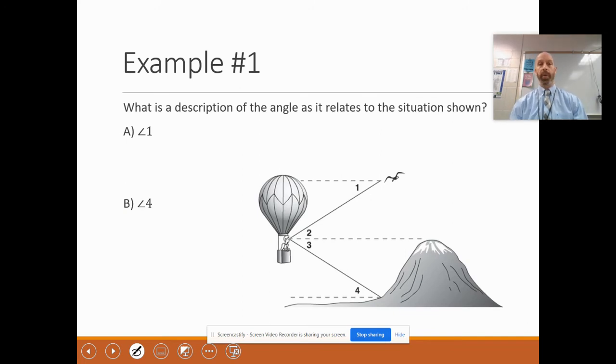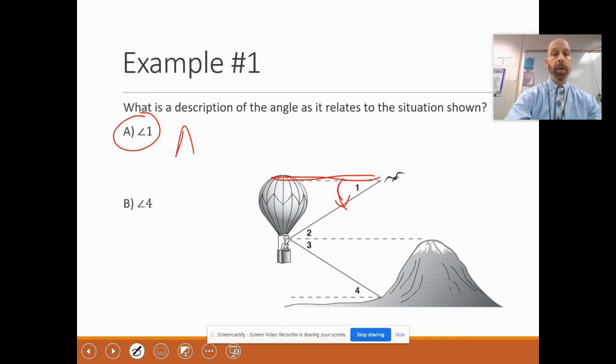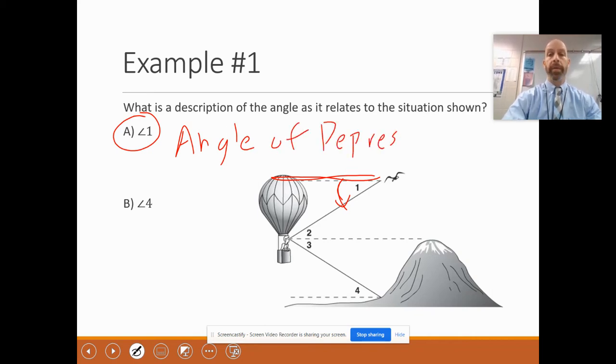So here's a very simple example. It says, what is a description for the angles related to the situation shown here? So we can see we've got a bird, we've got a mountain, we've got a guy in a balloon. The first question is about angle 1. So what is angle 1? Well, again, if we look at the horizontal line, this angle goes down. So this is an angle of depression.